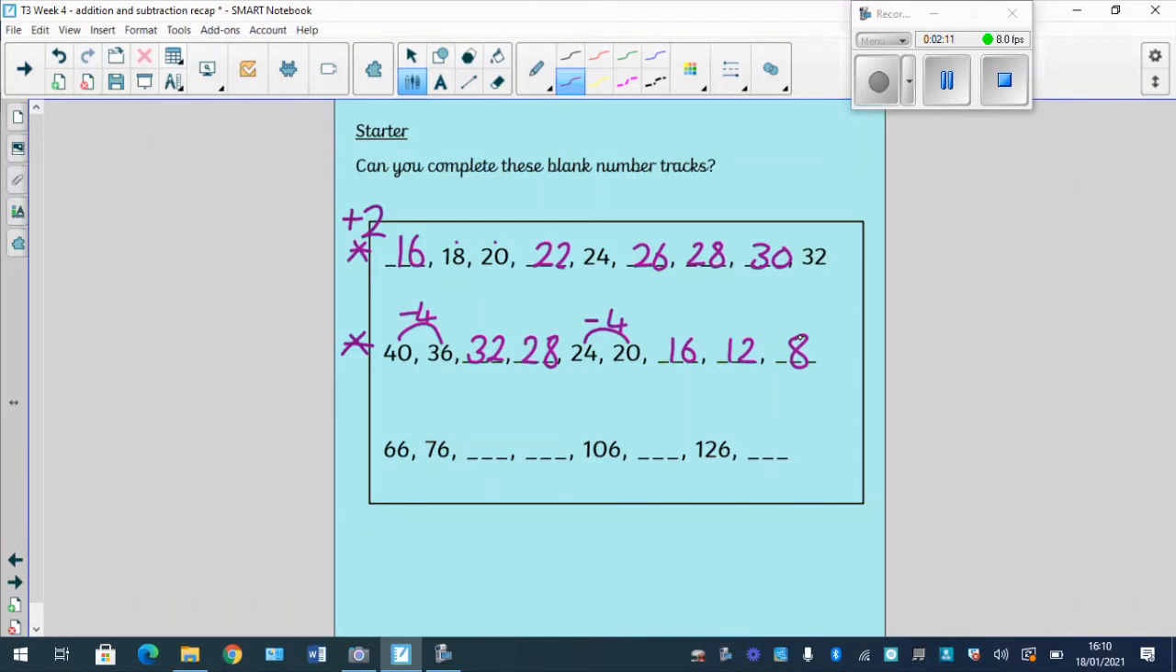Well done. Let's have a look at the next one then. 66, 76. No, that looks like it's adding on 10 more to me.